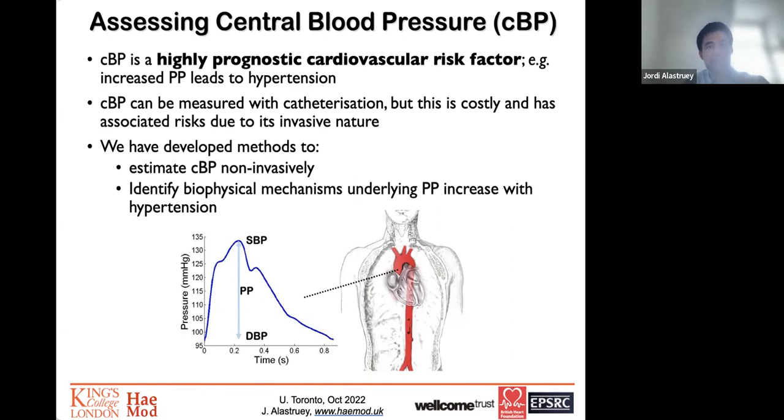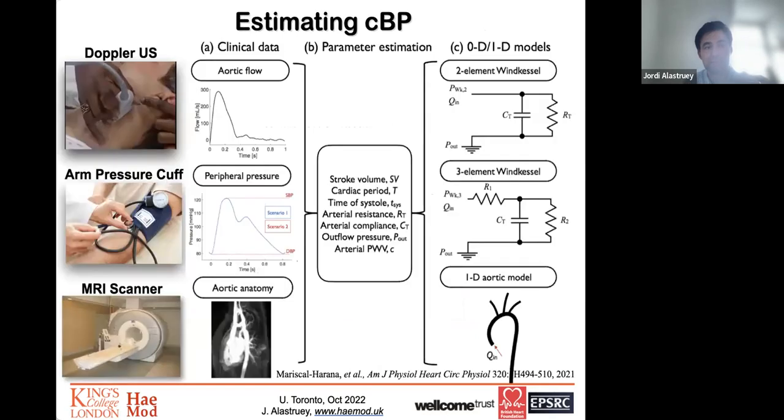And several clinical studies have shown that central blood pressure has a higher prognostic value than peripheral blood pressure that is typically measured in the arm at the GP. However, central blood pressure can only be measured directly by catheterization, which is costly and also has associated risk due to its invasive nature. So using a combination of in vivo and in silico data, we have developed methods to estimate central blood pressure non-invasively and identify biophysical mechanisms that underlie the increase in pulse pressure with hypertension.